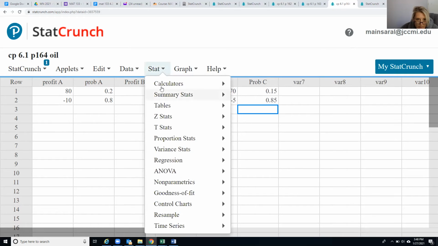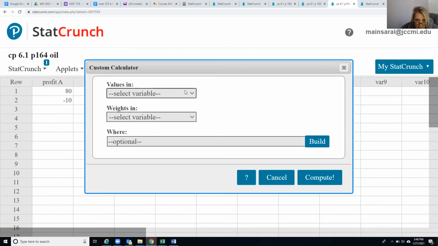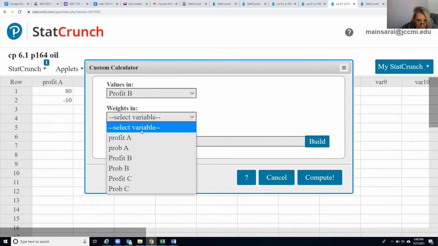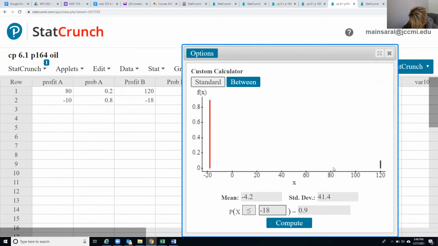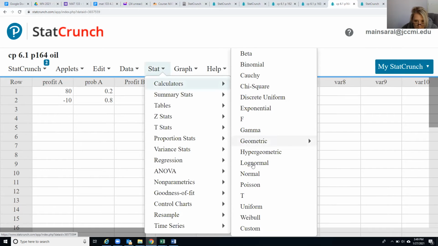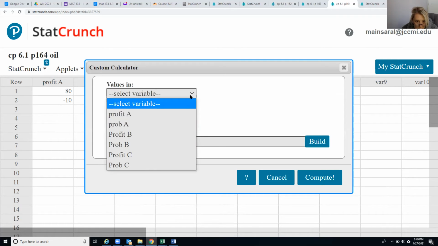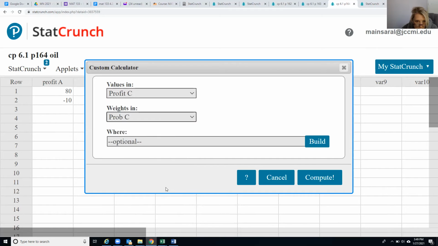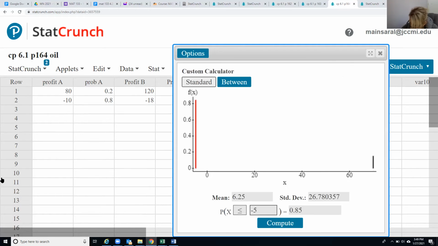Okay, and we'll make sure we have these jotted down together. And then we're going to do it again. So calculators and down to custom. And this time we're going to choose profit B and probability B. And we're going to do the same thing. And our expected profit here is, ooh, it looks like we're expected to lose 4.2 million. Definitely don't want to choose that one. And calculators and custom. And the last one is going to be profit C and prob C. And we're expected to earn 6.25 million, but still not quite as much as A.